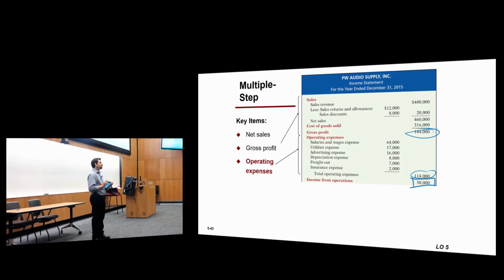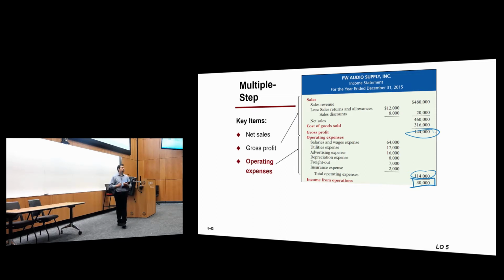Income from operations. Sometimes they also call it operating income. So it's all the same thing. Operating income or income from operations. But that's not the end of the story. That's not your net income. You still have other revenues and other expenses.